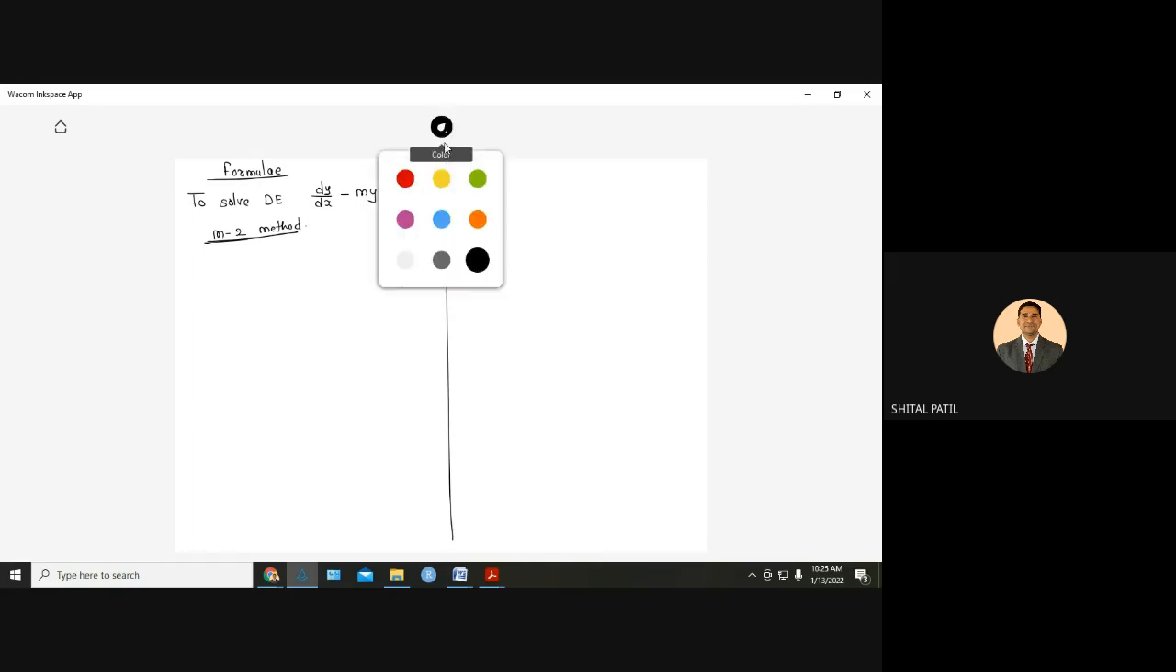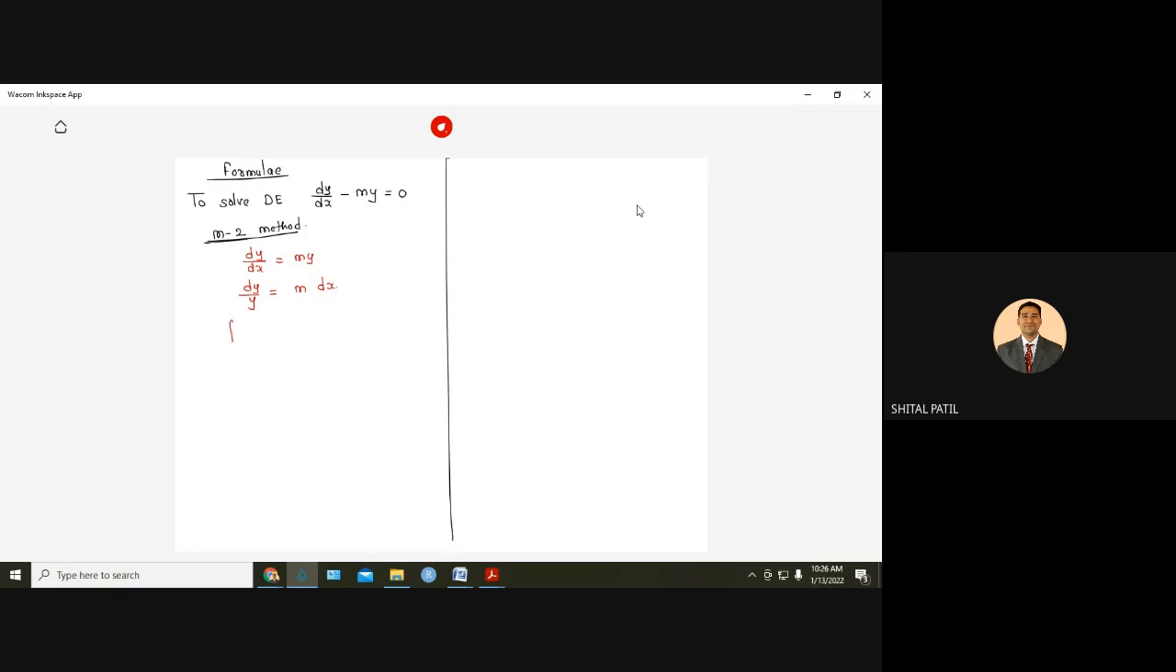The diploma students might have also studied this somewhere. So dy by dx equal to my. We have to solve the differential equation, so we have to separate the variables. It is like this: dy divided by y equals m dx. So I have written all the terms in y on one side, all the terms in x on the other side. M is constant. You can write m on the left side or right side, doesn't matter.